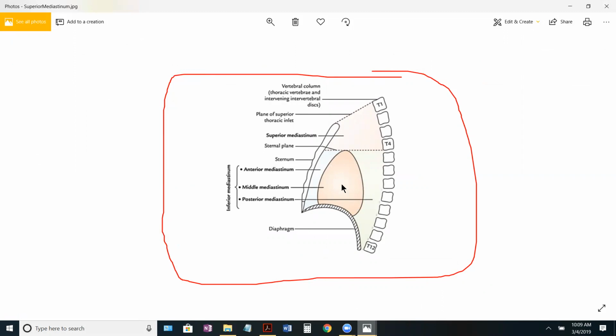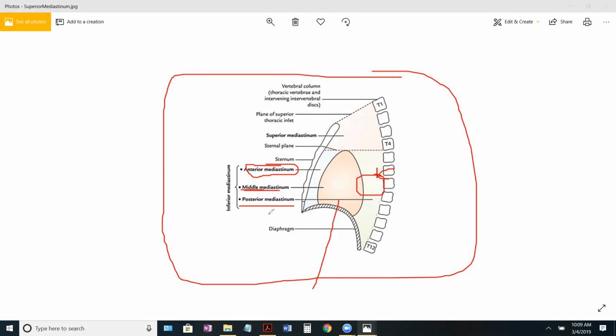The area where the heart itself is located is called the middle mediastinum. The area that is in front of the heart and behind the sternum is called the anterior mediastinum. And the area that is behind the heart and in front of the vertebral column is called the posterior mediastinum. Is that okay? The area where the heart is located is called the middle mediastinum.